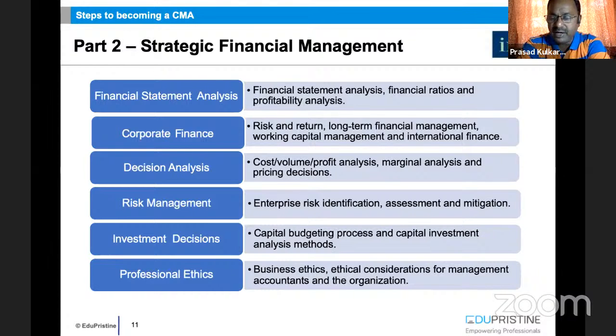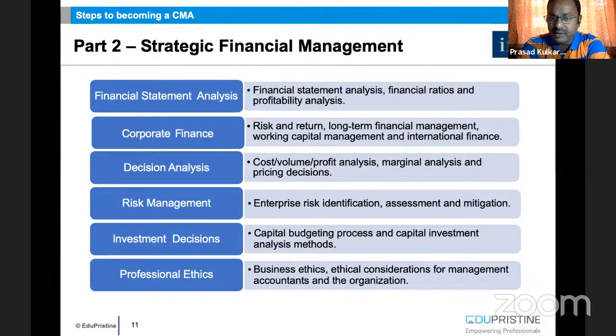Risk management, again: enterprise risk identification, assessment, and mitigation. We'll talk about certain frameworks which are associated with risk management. COSO, COBIT, these are some of the frameworks which are global for ERM, enterprise risk management. There are two or three frameworks that we will be talking about as far as risk management is concerned. So this is a more theoretical topic.